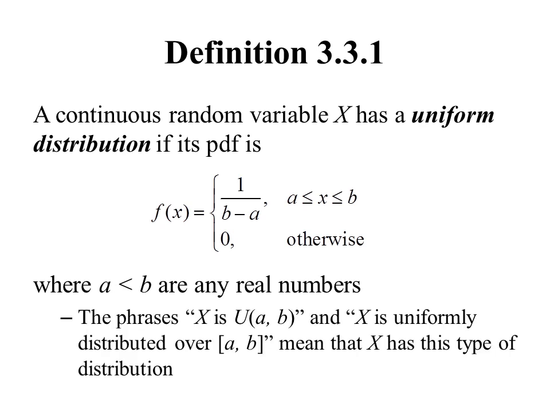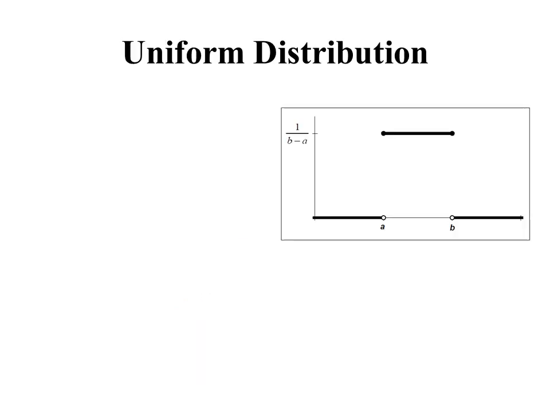Now the phrase x is U(a, b) and the phrase x is uniformly distributed over (a, b) means that x has this type of distribution. So in this symbol U(a, b) we denote that it's uniform and the values of its two parameters. We're going to see this notation come up a lot in the rest of the semester.